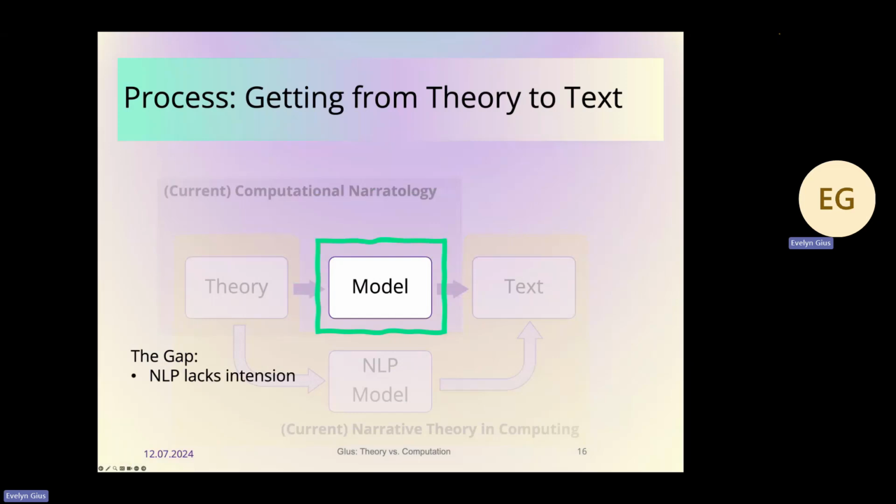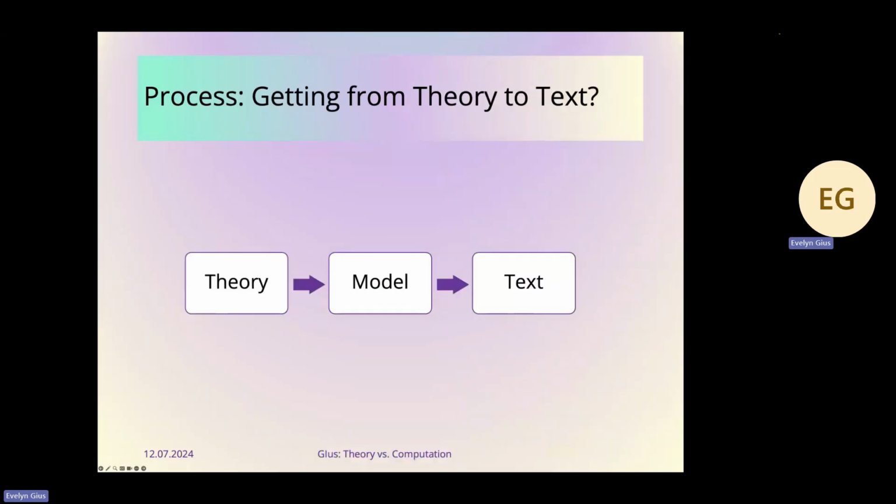The problem is that NLP normally lacks intention, so the approaches don't really look at the meaning of the concepts they work with, so the theoretical conceptual foundations of these concepts. And the other problem is that computational narratology on the other side lacks measurement. They do not know how to measure the concepts they have, right? So the question is how to get from theory to text.